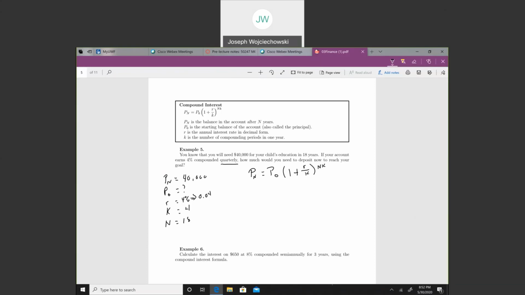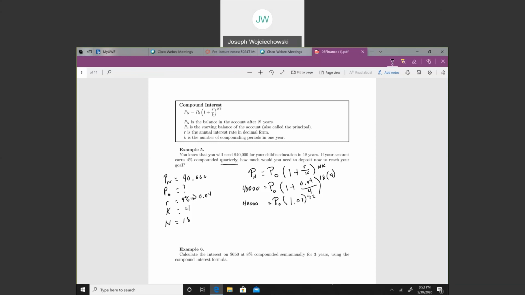Well, this is 40,000 equals our principal times (1 plus our rate, which is 0.04, divided by our number of compounding periods, which is 4) to the n, which is 18 times k, which is 4. So again, we have 40,000 equals principal times 1.01, and 18 times 4 is 72.